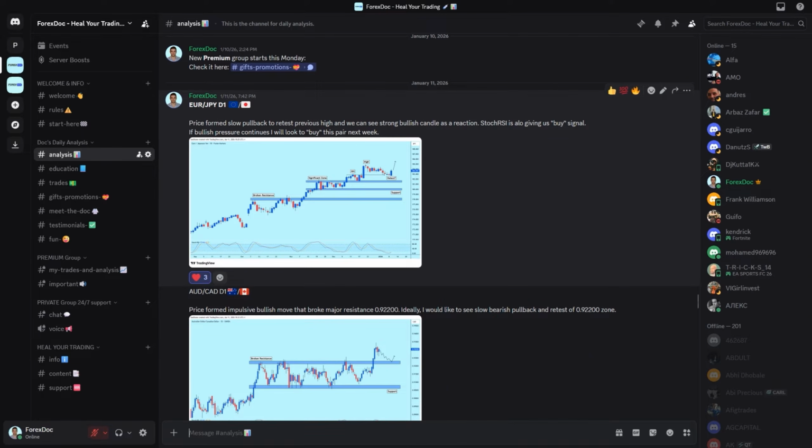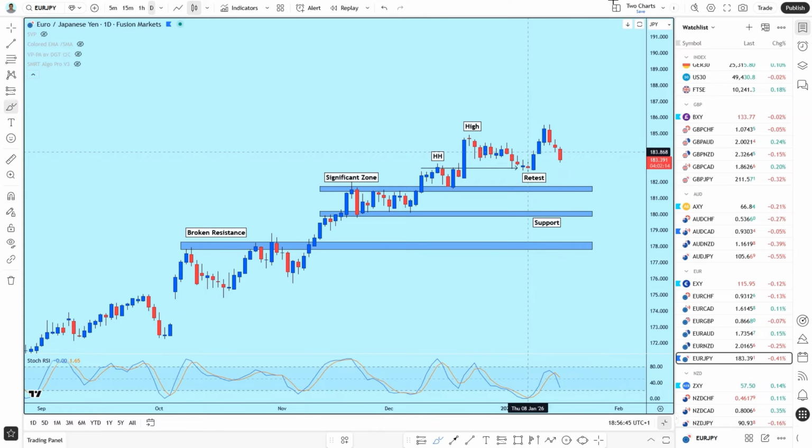Let's also check this Euro Japanese Yen analysis here. I shared this last Sunday, and as you can see I marked that it's very likely to see bullish continuation. And here we can see that is exactly what happened. Price formed this very nice bullish move. Now we have this bearish pressure, but before that price formed this very nice bullish move just as expected.